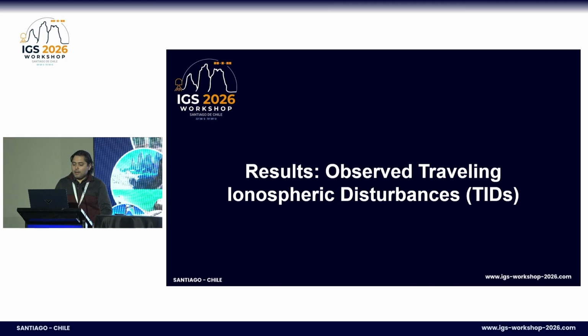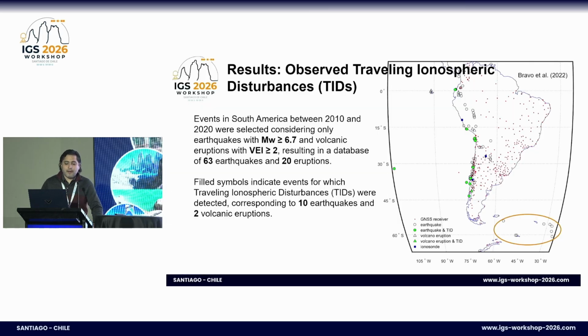The result. We observed traveling ionospheric disturbances, or TID. We considered events in South America only, between 2010 and 2020, selected considering only earthquakes with magnitude greater than 6.7 and volcanic eruptions with index greater than 2. This resulted in a database with 63 earthquakes and 20 volcanic eruptions.